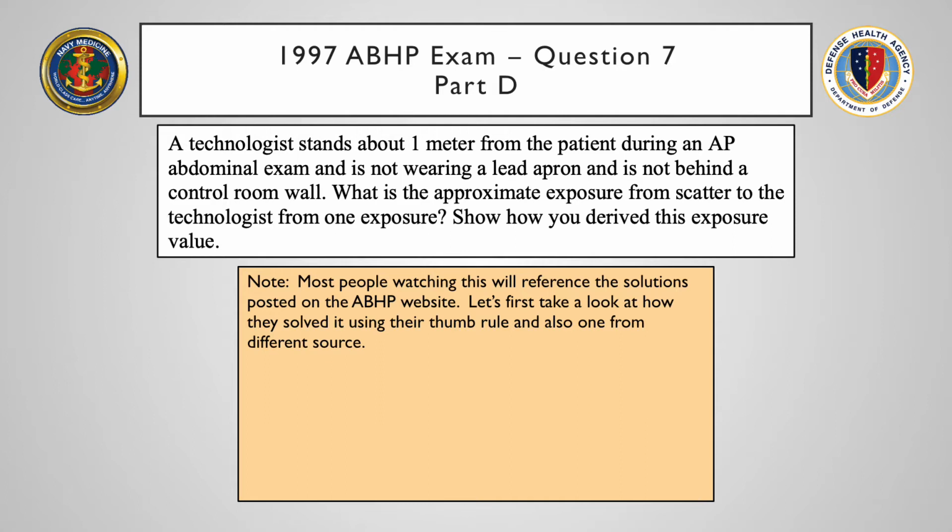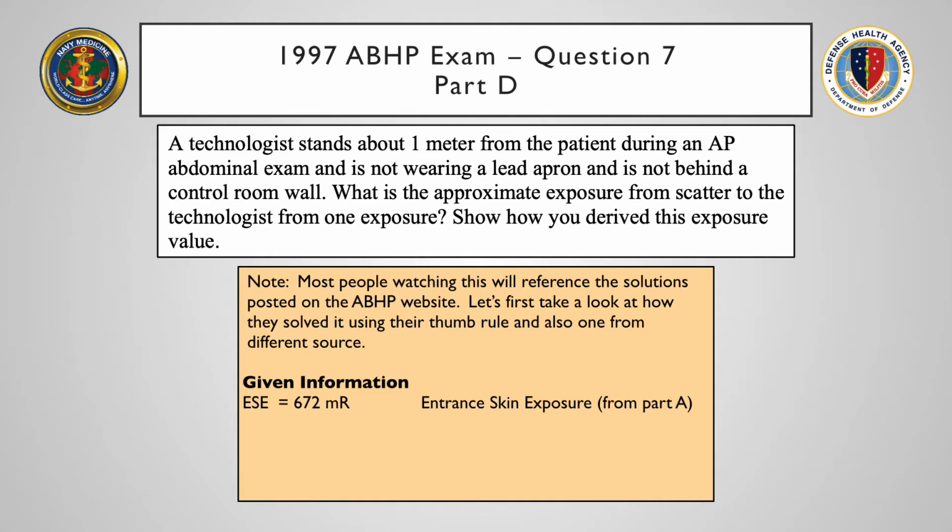The solutions from the ABHP website use one method, and I'm going to teach you a different method, but they both end in the same result because they're basically the same thumb rule. So for the given information, what we're going to do is say the entrance skin exposure to the patient is 672 milliroentgen, which was taken from Part A. So as long as you say you're taking that information from Part A, it really doesn't matter what your final answer is, as long as you do it the correct way, because you're stating your assumption of where you got your entrance skin exposure.